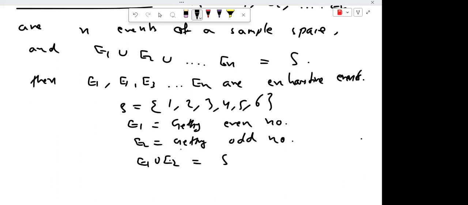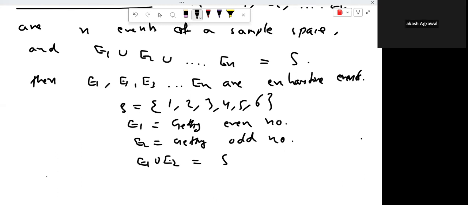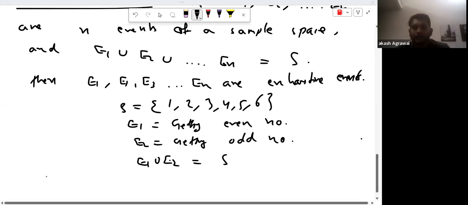So mutually exclusive and exhaustive, both are extremely important for boards and for competitive exams also. So understand this very clearly. Both of you got it? Yes, sir. Okay. Whenever they say mutually exclusive, then the intersection is 0. Remember this. Whenever there are mutually exclusive events, the intersection will be 0.